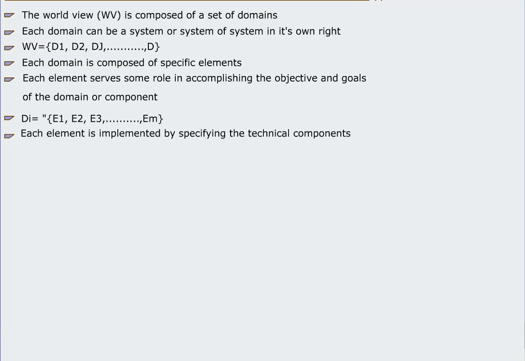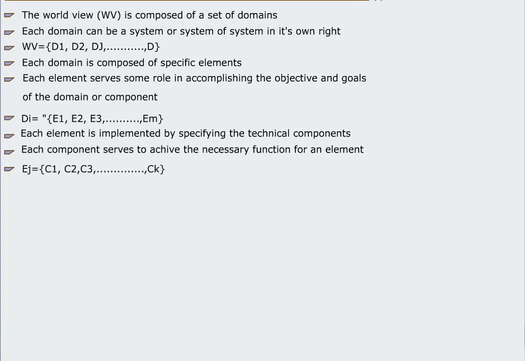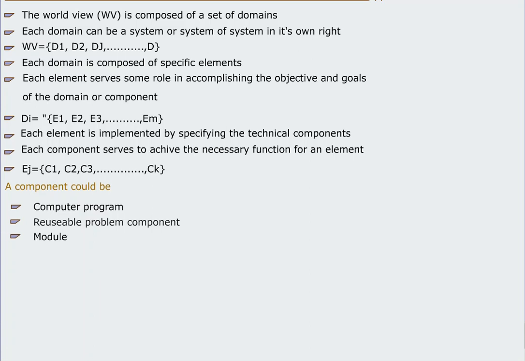Finally, each element is implemented by specifying the technical components Ck to achieve the necessary function for an element. Ej is equal to C1, C2, C3 up to Ck. In the software context, a component could be a computer program, a reusable problem component, a module, a class or object, or even a programming language statement.